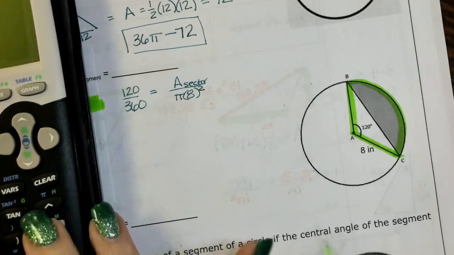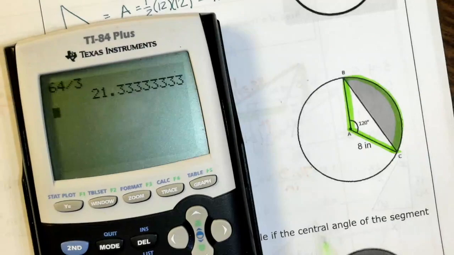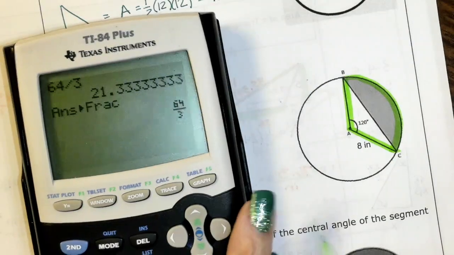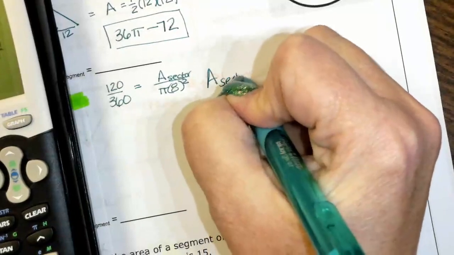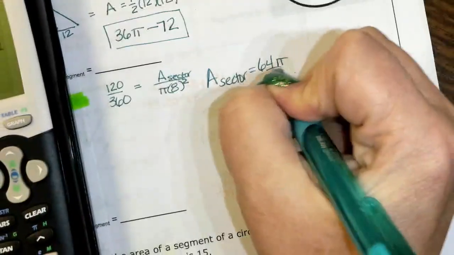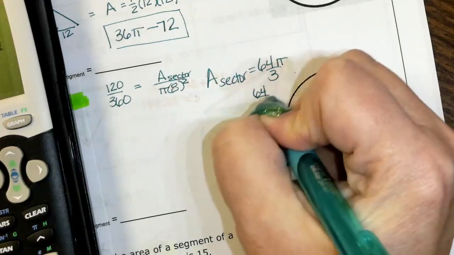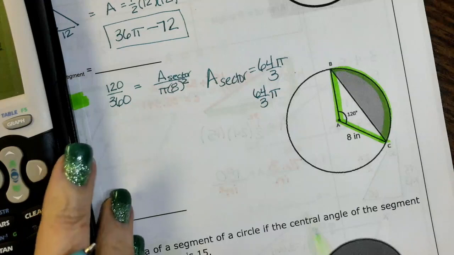64 divided by 3 does not come out nice and pretty. We don't want to use decimals, so we're going to just leave it. Math, enter, 64. So the area of my sector is 64 pi thirds, or if you like better, 64 over 3, 64 thirds pi. You can leave it either way.